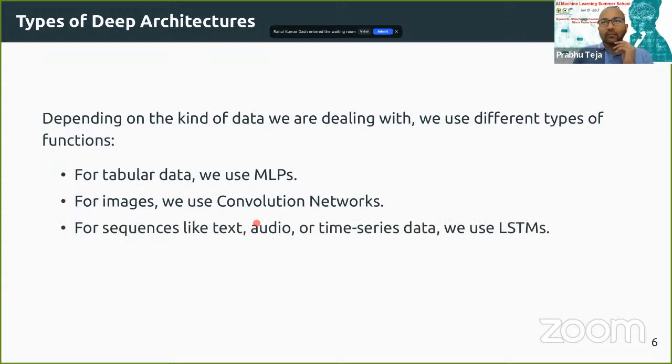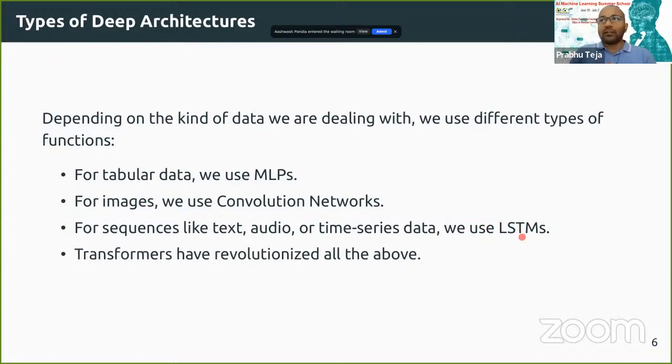For sequences, and when I mean a sequence, it can be a sequence of text or an audio signal or any time series data. For example, if you have some sales data as a function of time, we used to use something called LSTMs, that is long short-term memory. These are specifically designed to handle the fact that the input is a sequence, as in there is an ordering between two inputs and the ordering makes sense. For example, in a piece of text, two words are not occurring at random. They have to make semantic sense. So that sequence nature is used by LSTMs.